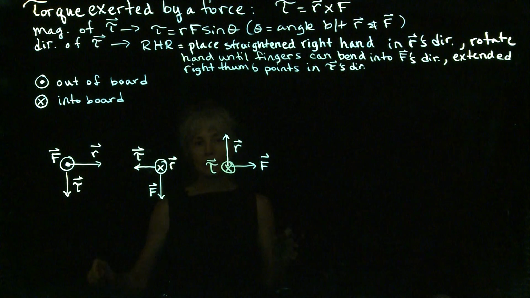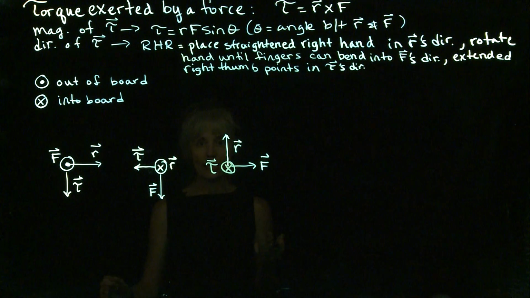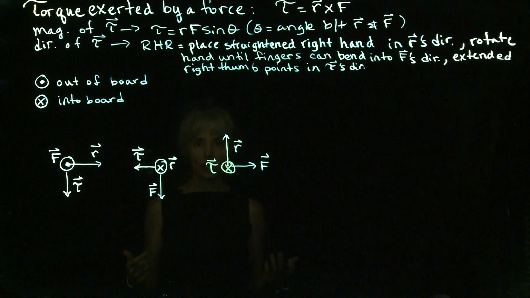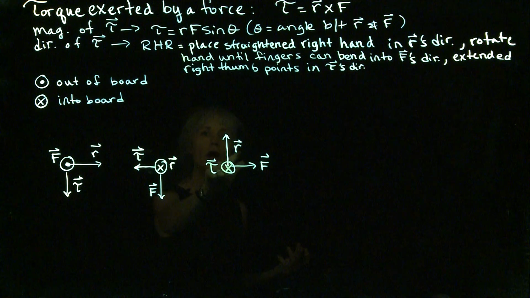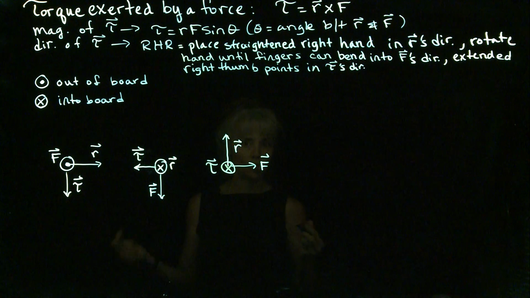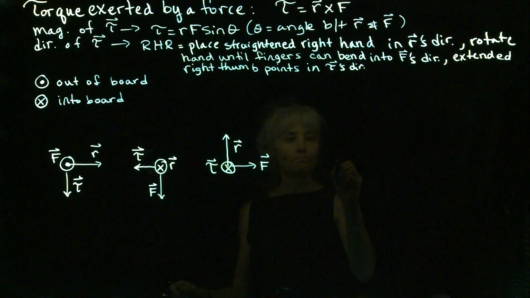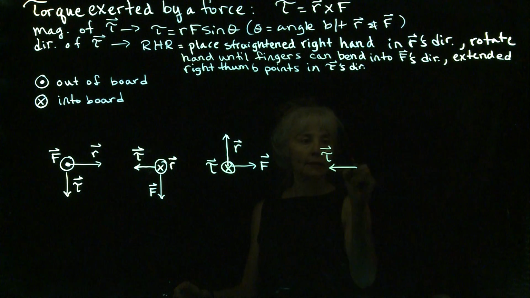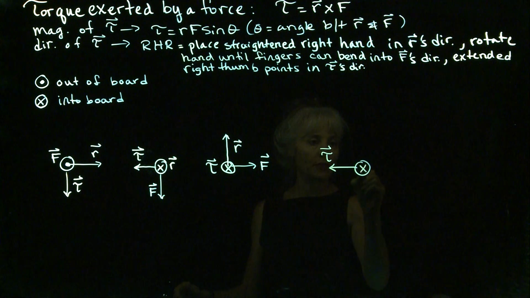So these are some examples of how to apply the right-hand rule. Notice, let's pretend that we don't know the direction of one of the vectors in the cross product. In other words, we don't know R, we don't know F, but we do know the torque. So in that case, let's say that the torque is pointing in this direction, and let's say R is pointing into the board.